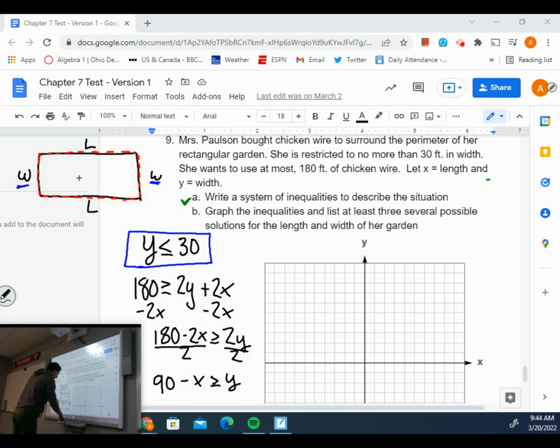And so what we end up with here is 90 minus x is greater than or equal to y. You'll notice I simplified the 2 over 2 and the 180 over 2 because they turned into nice values. And so now we have our other inequality in slope-intercept form. Okay, pause the video if you're following along because I'm going to erase it in a second. Go ahead and get that jotted down.